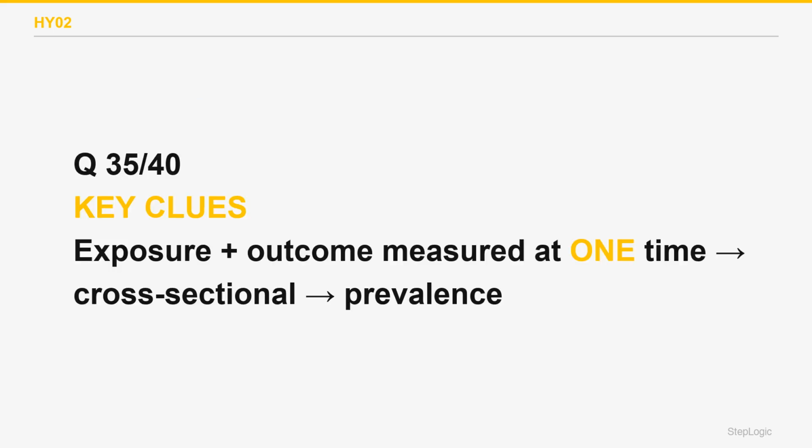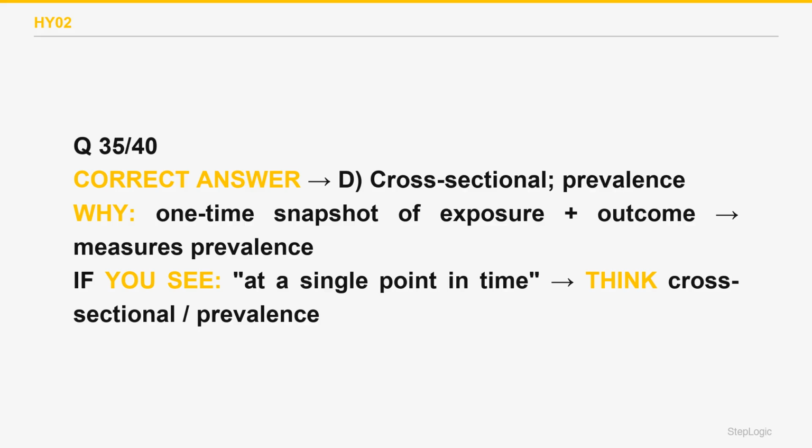A cross-sectional study captures exposure and outcome at a single point in time, a snapshot of the population. Because it counts existing cases rather than following people over time, it best measures prevalence. It cannot establish timing, so it cannot tell whether the exposure came before the disease. The correct answer is D.